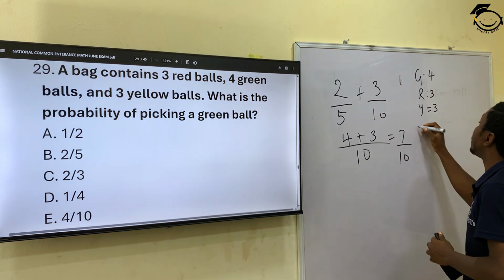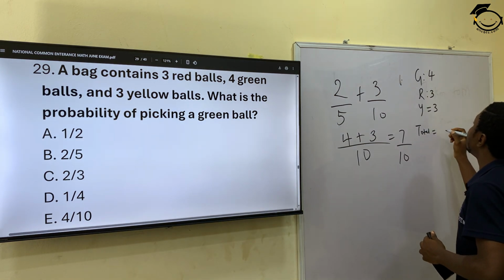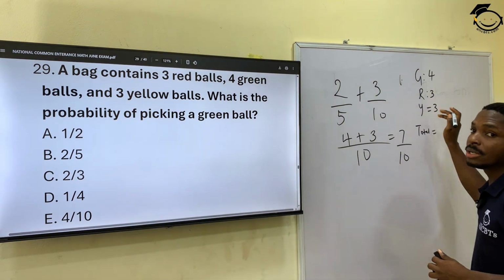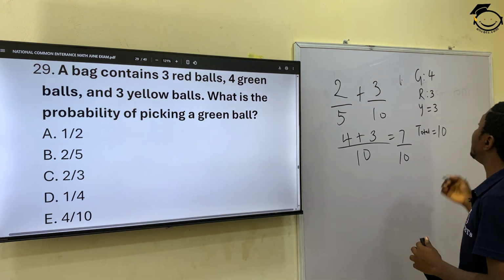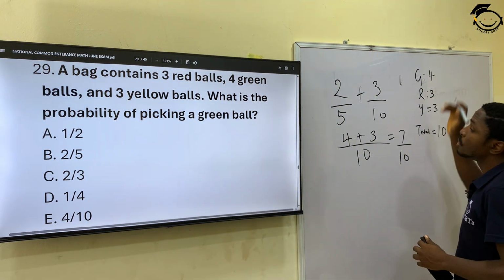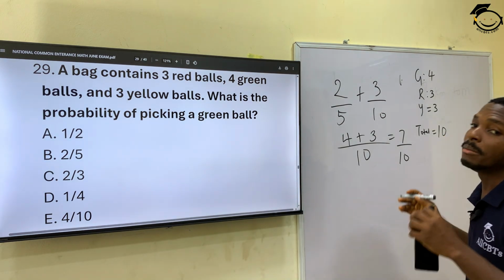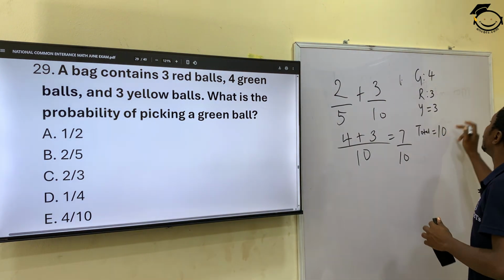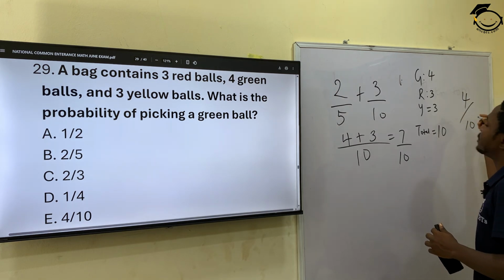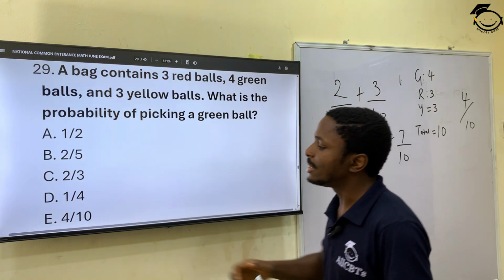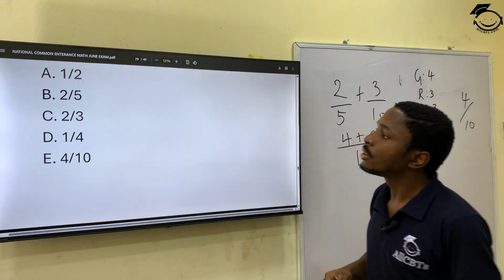So what's the total number of balls that are inside the bag? That's 4 plus 3 plus 3, which will be what? 10. How many green balls once again? 4. So what's the probability of picking a green ball from a bag of 10 balls? Now 4 over 10. Right? Did you understand that? So that's option E.